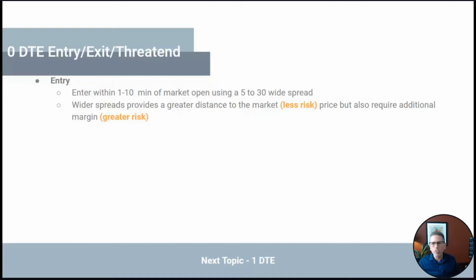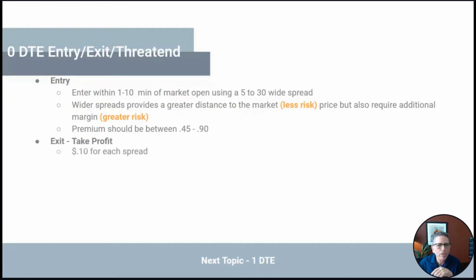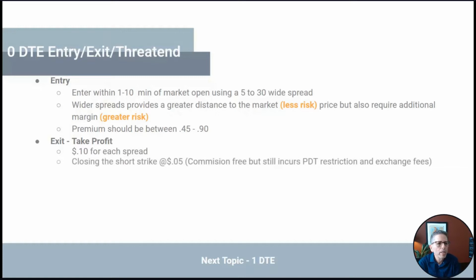Okay, if you're going to widen your spreads, you're going to get more distance to the market, but you're also increasing your risk because you're putting more margin down that you can lose. Okay, premium should be around 45 to 90. I usually get in around 50, 60 to 70, around that. Take profit: 10 cents is a great place to close a trade if you're not under PDT.